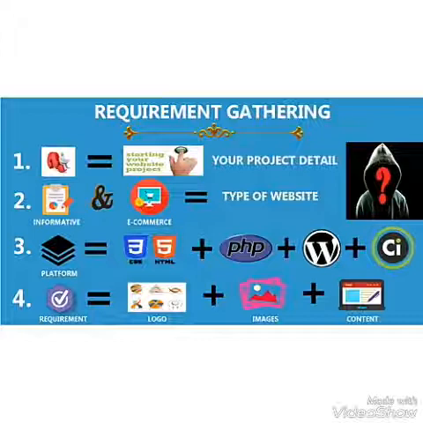Fourth point is other requirements. This is the last and final point of requirement gathering. In this step, there are only 3 other requirements. The first one is logo. If you have a logo, then it's a good thing. Otherwise, my company will provide a logo.